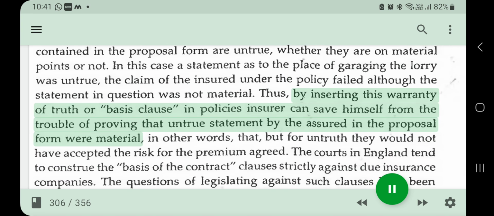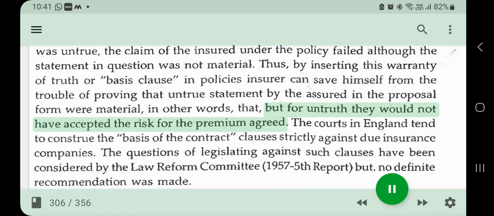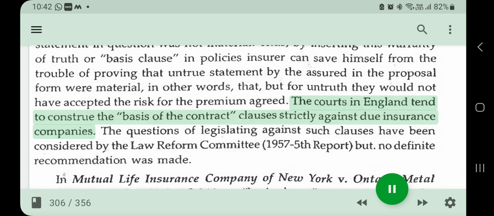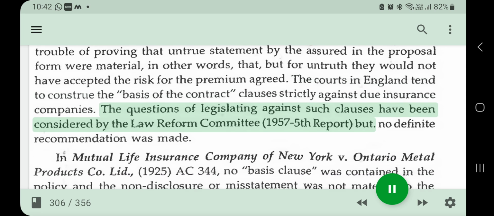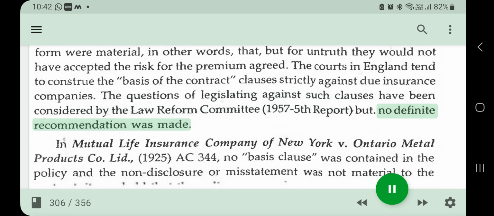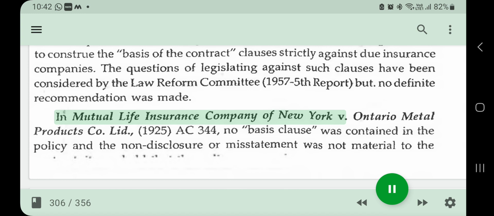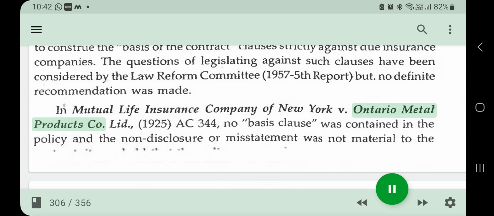Thus, by inserting this warranty of truth or basis clause in policies, the insurer can save himself from the trouble of proving that untrue statements by the assured in the proposal form were material, in other words, that but for the untruth they would not have accepted the risk for the premium agreed. The courts in England tend to construe the basis of the contract clauses strictly against insurance companies. The question of legislating against such clauses has been considered by the Law Reform Committee, 1957, Fifth Report, but no definitive recommendation was made. In Mutual Life Insurance Company of New York v. Ontario Metal Products Company Limited.